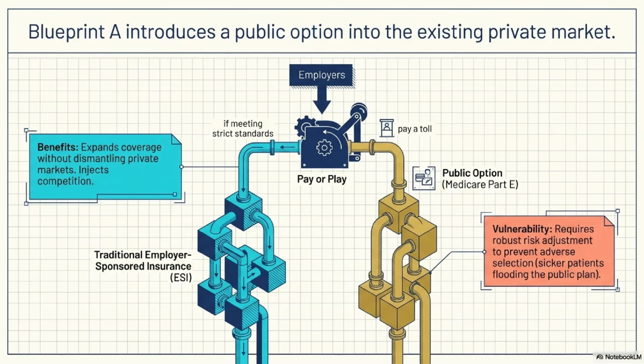So what are the actual blueprints for reform? Blueprint A introduces a public health insurance option alongside the existing private market. Employers and individuals could choose between traditional employer-sponsored insurance and a public option. It preserves consumer choice, but leaves the underlying multi-payer complexity largely intact.